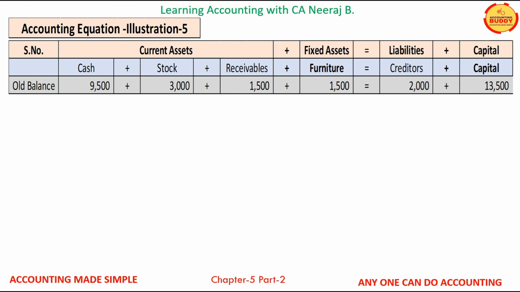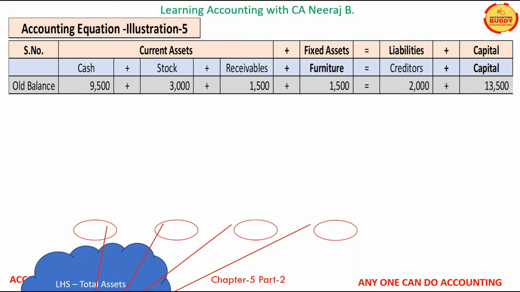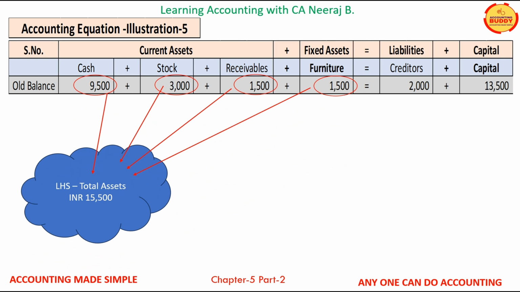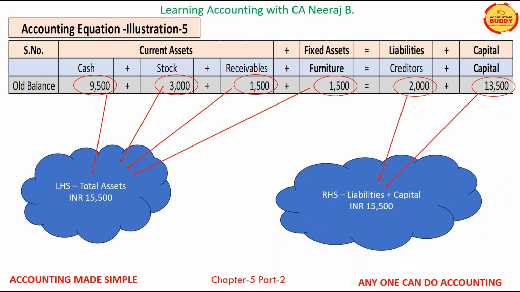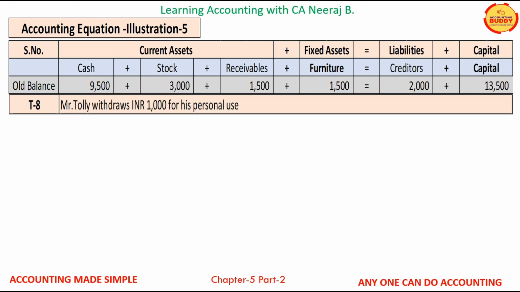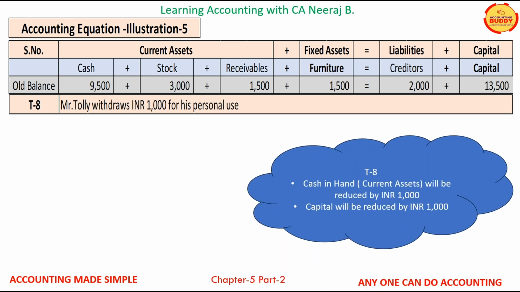Old balances of the accounting equation carried forward from the previous slide are displayed on your screens. Left hand side of the accounting equation represents the total assets of the business amounting to INR 15,500, while the right hand side of the equation has 2,000 of liabilities and 13,500 of capital totaling to INR 15,500. Transaction T8 on your screens is Mr. Tooley withdrew an amount of 1,000 for his personal use.